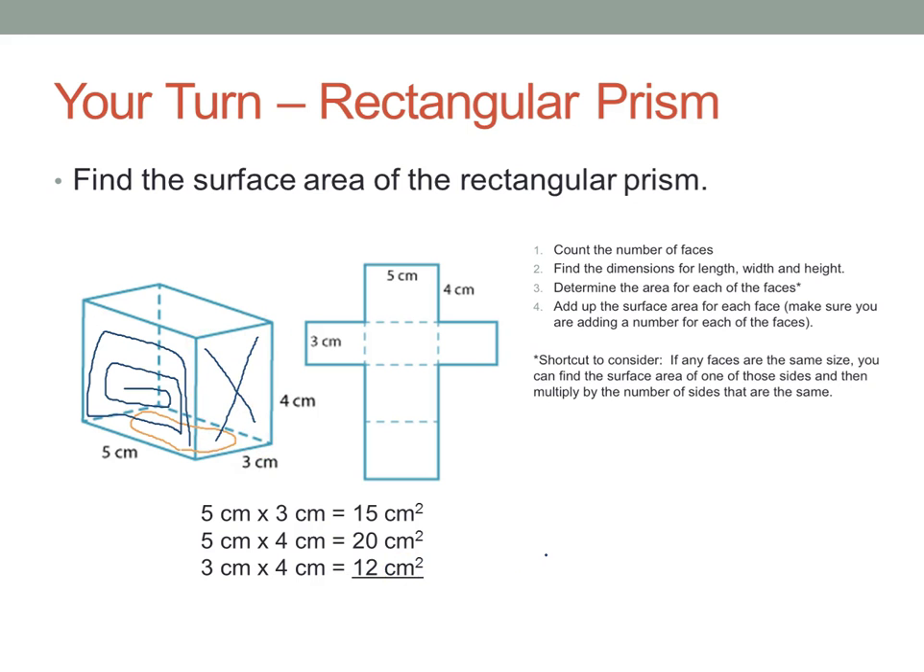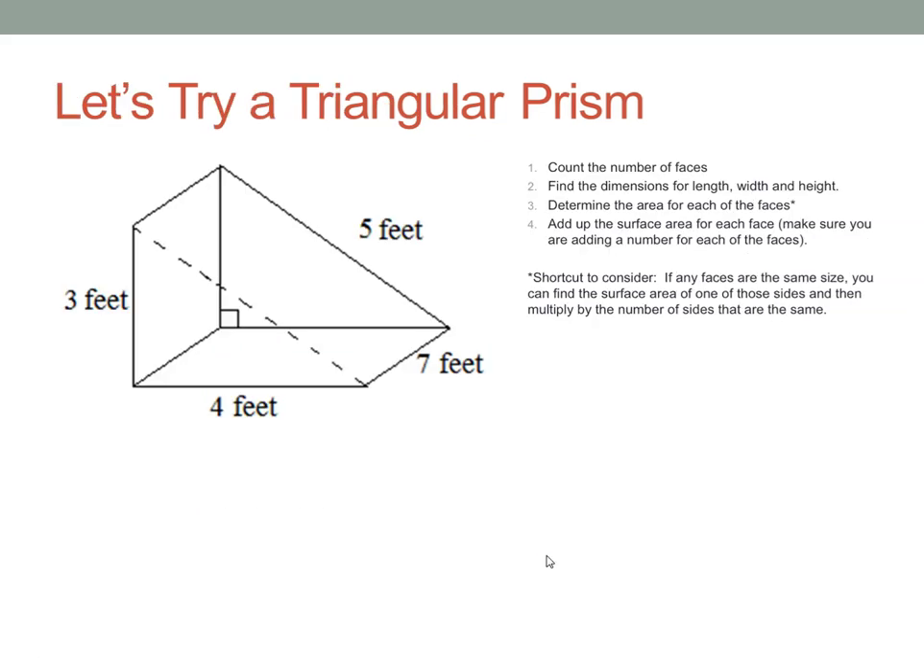Now I know the other three faces are going to have the same area, so I'm going to add these up and multiply it by 2 to get all 6 faces. And you should have gotten 94 centimeters squared. I hope you did. If you're not sure, go rewind back to the previous slide and make sure you understand how to do this. If you got it, let's move on.